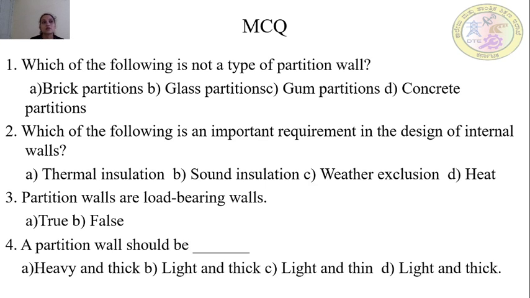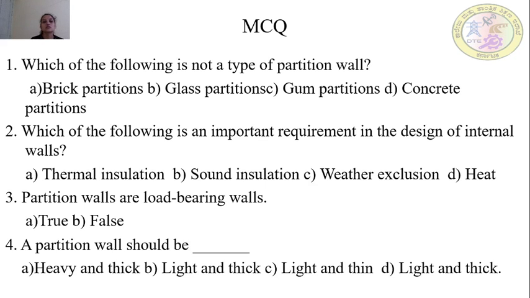Now coming to the multiple choice questions. Which of the following is not a type of partition wall? Brick partitions, glass partitions, gum partitions, concrete partitions. Answer is gum partitions.